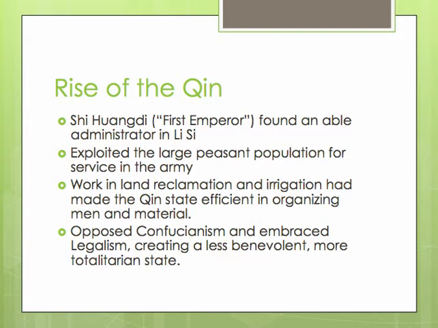The administrator who's responsible for this is Li Si, who's the sort of right hand man of the Emperor Qin. What Li Si does is he exploits a large peasant population for service in the army. So he's able to mobilize the sheer numbers of the Chinese population. This is what makes the Qin state so important. During the Qin period, they worked at land reclamation, irrigation. This made the Qin state very centralized and very efficient in organizing basically East Asia, for all intents and purposes.